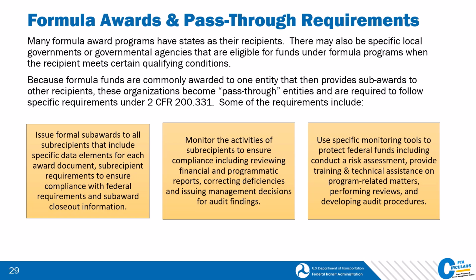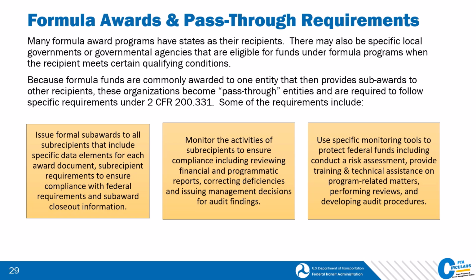Additionally, most formula awards are made to states or larger entities that provide subawards to complete the award's scope of work and comply with program requirements. The primary recipients of the award then pass through the program requirements to subrecipients through the subaward process. There are some specific pass-through requirements outlined in 2 CFR Part 200 that we would like to highlight.